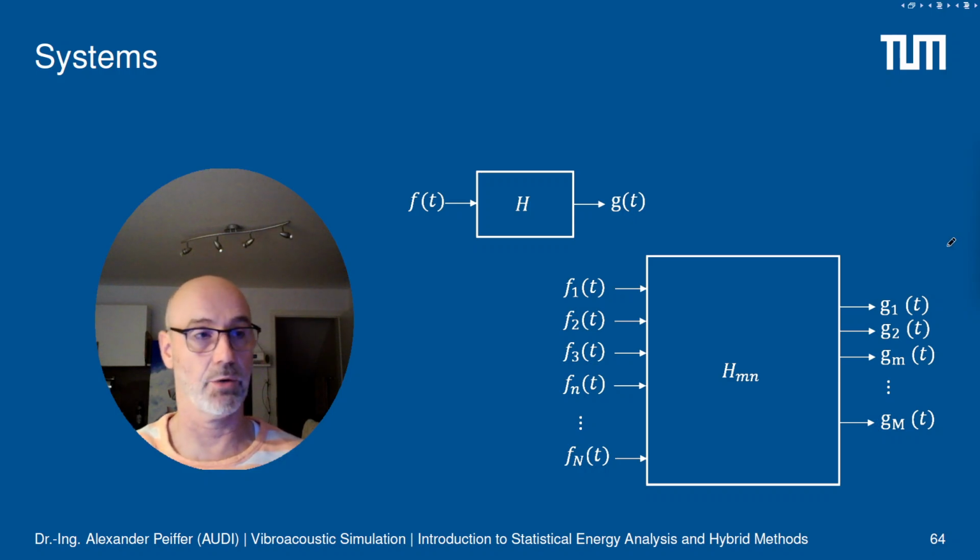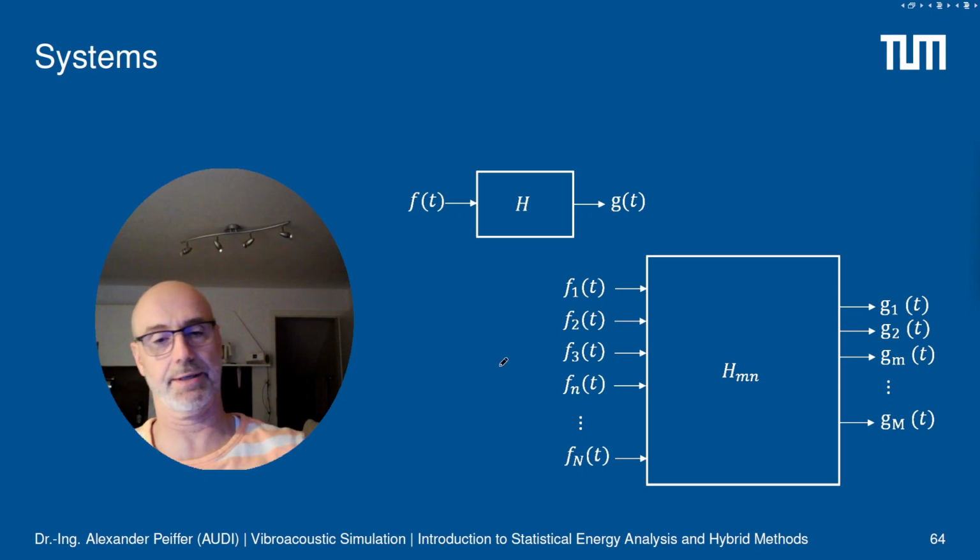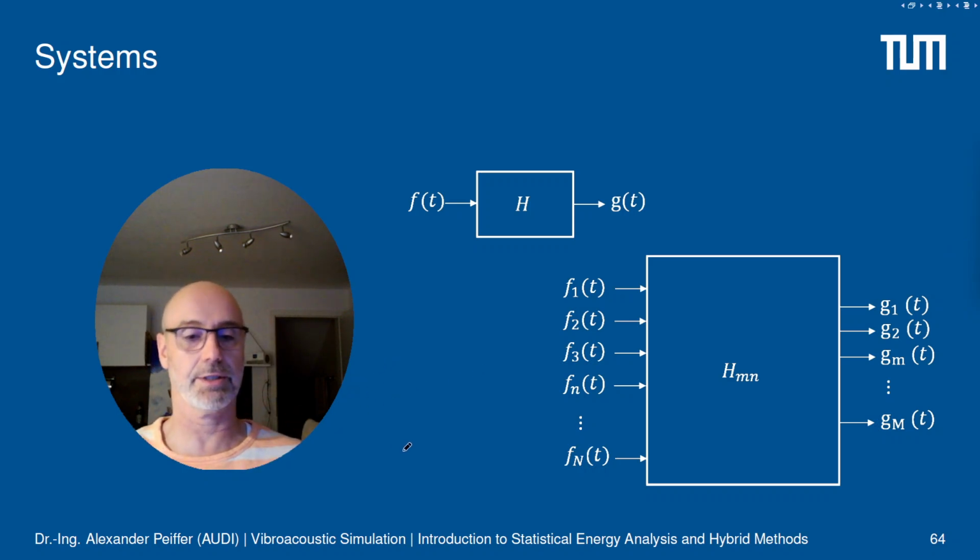So, hello everybody, and now it's time to start session number 5 on statistical energy analysis and hybrid methods. This time we will talk about systems, and it's an important chapter because we talk about systems with single or multiple inputs and outputs. And the most important thing there is that we will deal with how to calculate the response of such systems to random excitation.